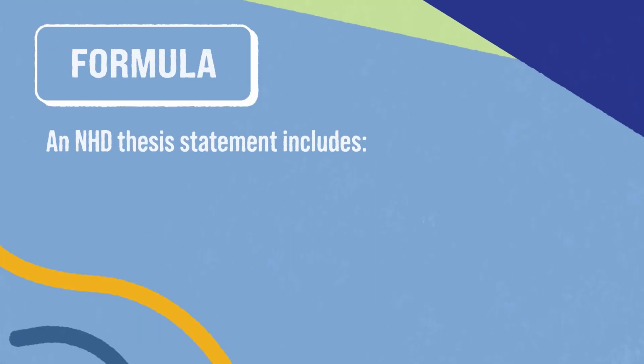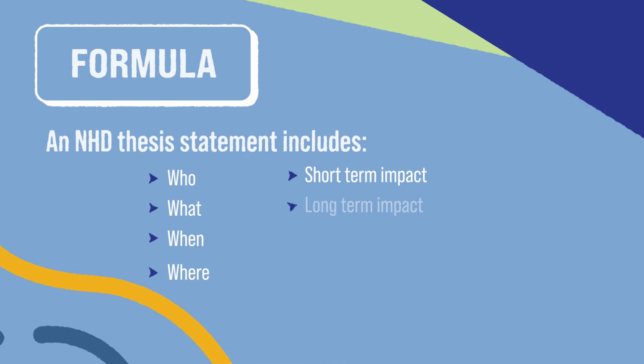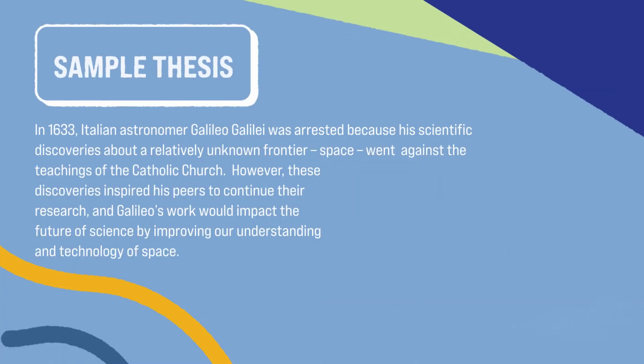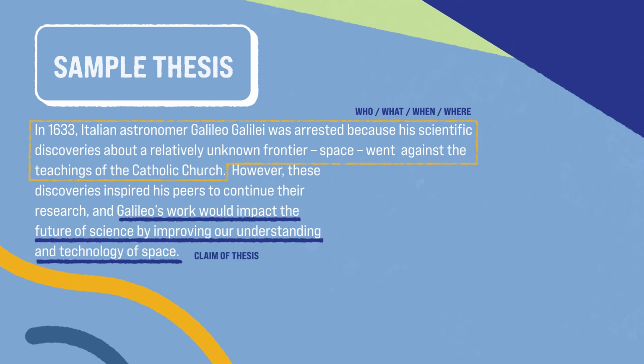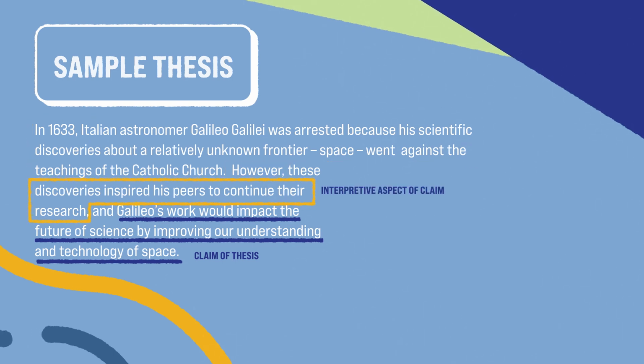The formula that we offer students includes the following elements: the who, what, when, and where that are going to help set the stage, the short-term impacts, the long-term impacts, and a connection to the annual NHD theme. I'll go back to our example so you can see where these elements come up. So you can see here we've got the who, what, when, and where in that first sentence to set things up for the reader to understand our claim, and then the interpretive parts, the impacts, are in that second sentence.